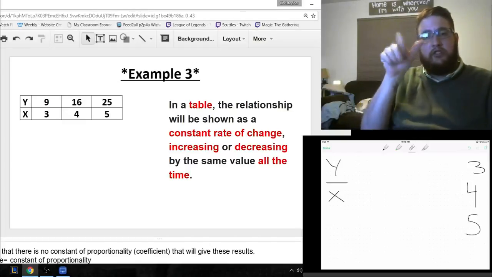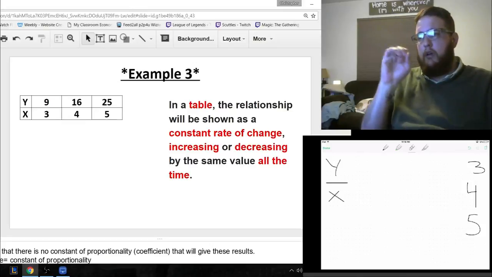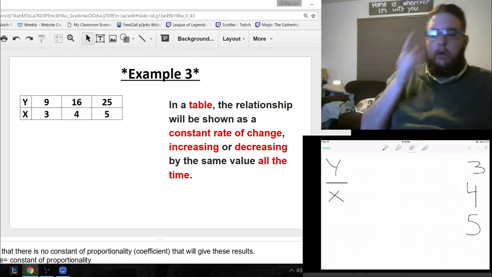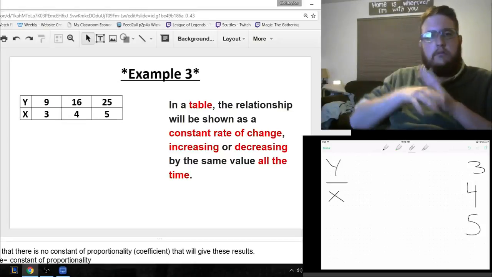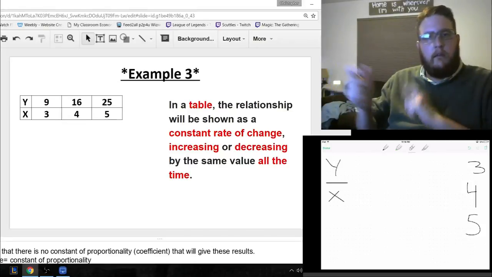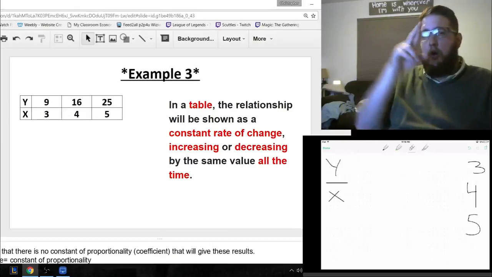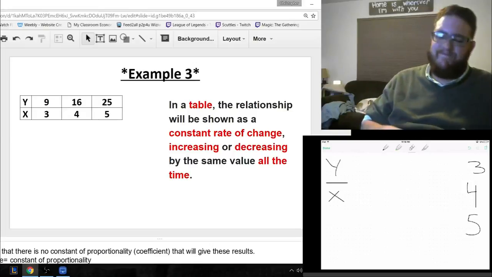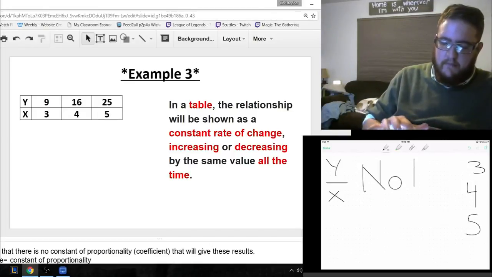These rates are not constant. These rates change. The rate is increasing. But in order for our table to have a proportional relationship, it must have a constant rate of change. But ours is not constant. If it were 3 and 3 and 3, or 4 and 4 and 4, or 5 and 5 and 5, it would be constant. But in this case, our rate of change is changing. Therefore, no, this is not a proportional relationship.